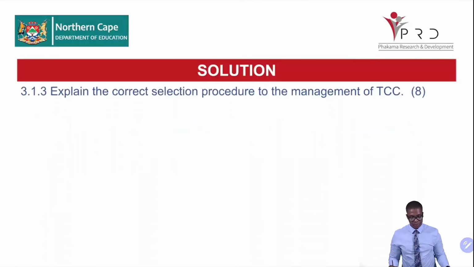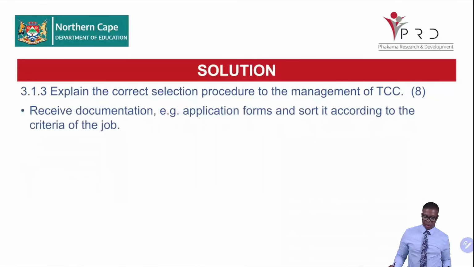Then the correct selection procedure. I've used the shortest version, which is option 2. Number 1, this is the correct selection procedure. After the candidates have seen the advert, they will apply. So the business, in their selection procedure, they start by receiving what? Documentation. Example, this can be the application form and sort it according to the criteria of the job.